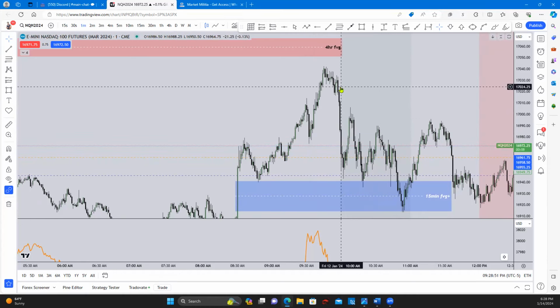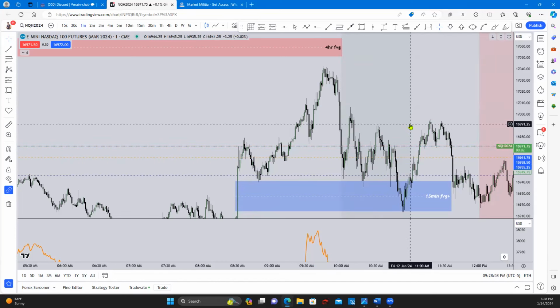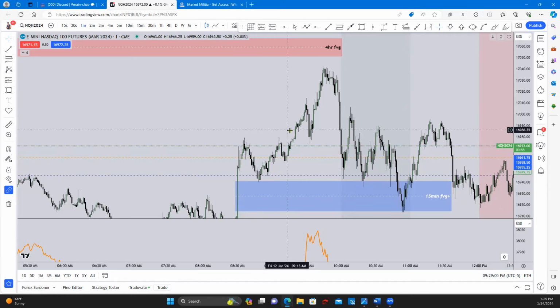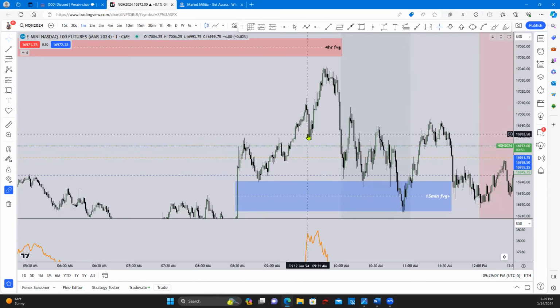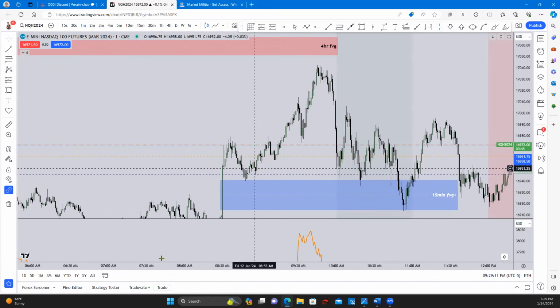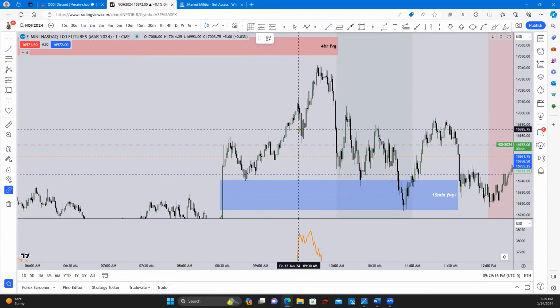Okay. So ICT talks about the silver bullet window for the AM session between 10 a.m. and 11 a.m. New York Eastern Standard Time. So our chart is always set to UTC -5. All right. So typically, what you'll see happen during the AM session is our true open on the futures contracts is here at 9:30 a.m. Okay. So this is our true New York open.